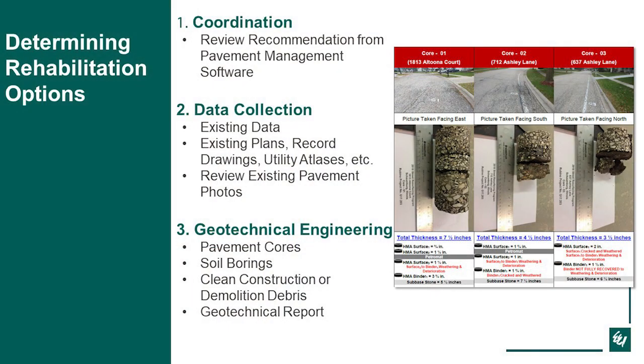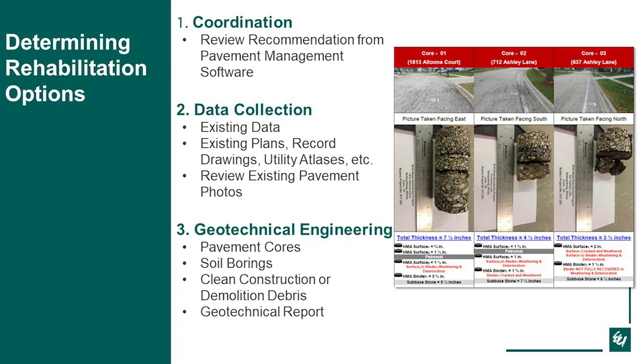So taking the first step would be just coordinating, reviewing the recommendation from the pavement management software. Does it make sense? Is it something that you want to do? For instance, some communities, they don't want to reconstruct the cul-de-sacs because they get low traffic. So you might say, well, I don't want to, even though that's what the software recommended, we're going to just do a resurfacing there.